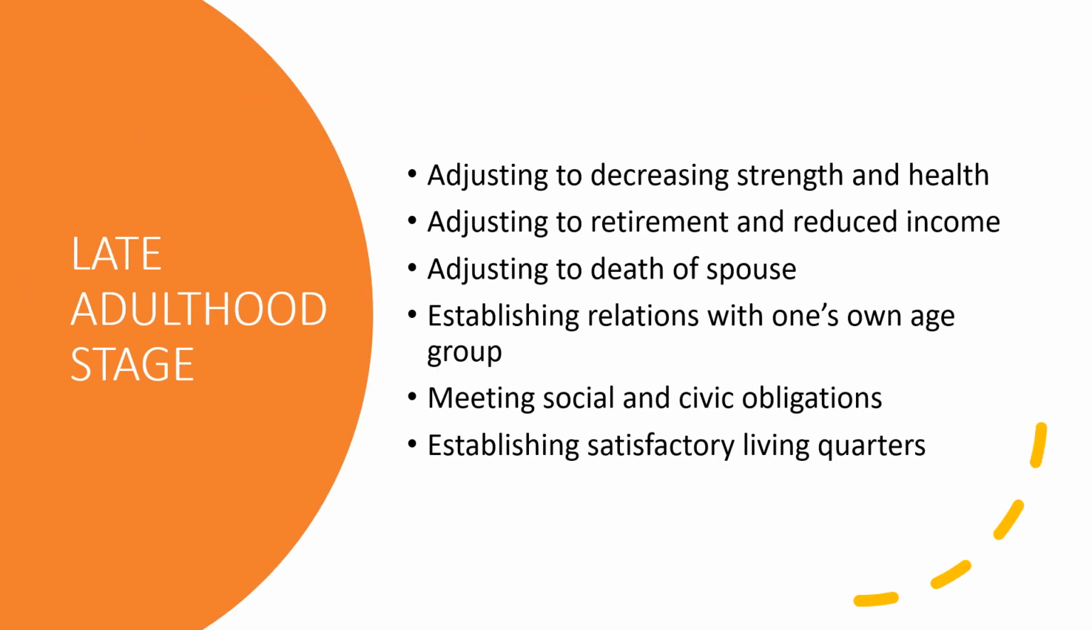During the late adulthood stage, the developmental tasks are adjusting to decreasing strength and health, adjusting to retirement and reduced income, adjusting to death of spouse, establishing relations with one's own age group, meeting social and civic obligations, and establishing satisfactory living quarters.